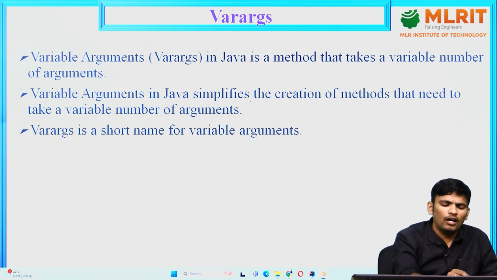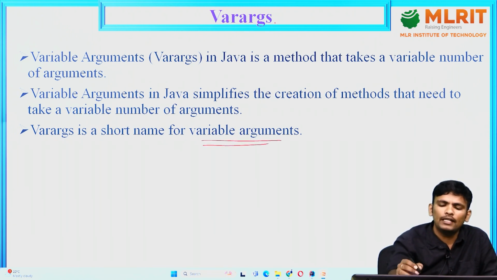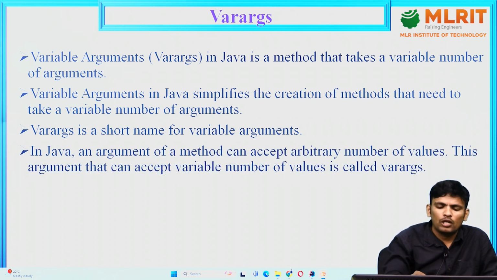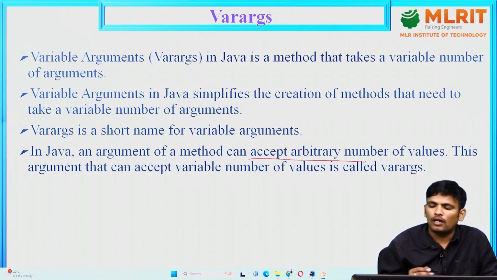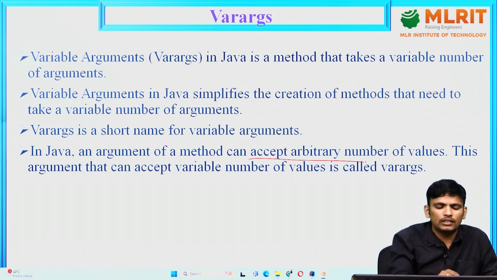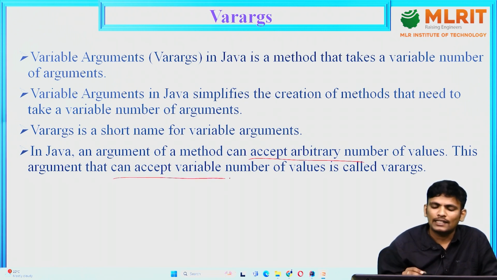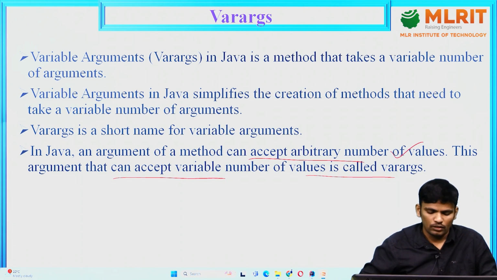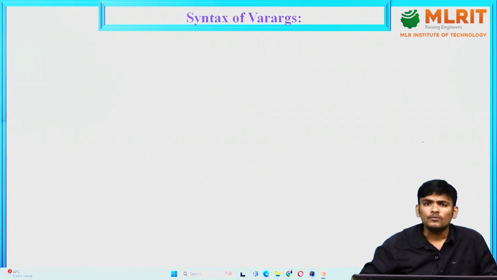Var-args is the short name for variable arguments. In Java, an argument of a method can accept an arbitrary number of values, and an argument that can accept a variable number of values is called var-args. I just explained the same example, so that is the point it is making. Next, we will see the syntax, how to work with var-args.